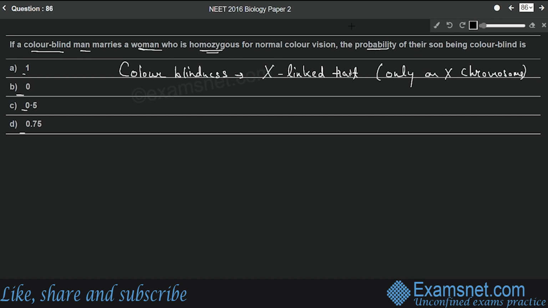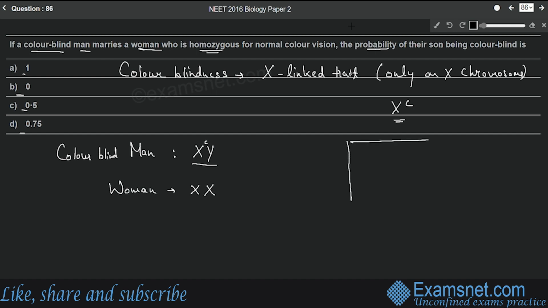Okay, let's write XC for the chromosome having this trait. Now we have a man here and the genotype of man we know it is XY, but since this man is color blind, therefore the X chromosome here will contain this trait. So let's write XC for this. So the genotype of this man will be XCY, and what will be the genotype of the woman? It will be normal XX. Okay, now let's draw the Punnett square here to see what will be the genotype of the progeny.